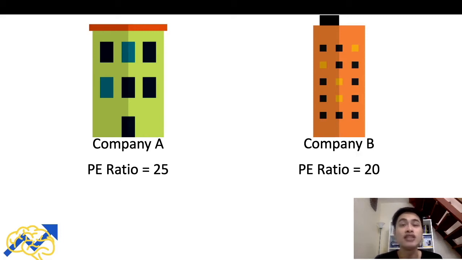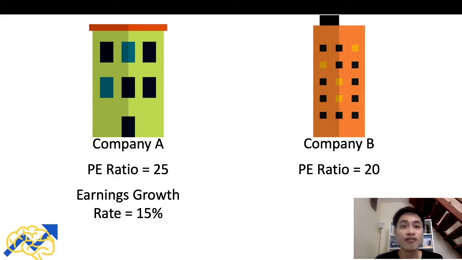However, the picture changes when we take into consideration the company's earnings growth rate. So if company A has an earnings growth rate of 15% and company B has an earnings growth rate of 5%, in this case, company A has a higher earnings growth rate compared to company B. So a higher earnings growth rate means that company A is expected to increase its earnings per share by a greater extent than company B in the future. So what this means for us investors and traders then is that we are likely to earn more money and returns if we own one share of company A compared to owning one share of company B.